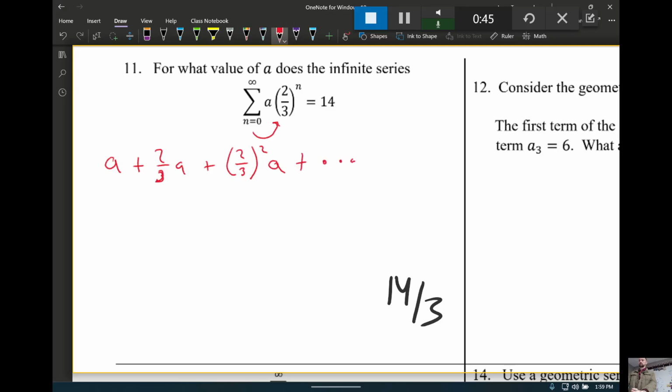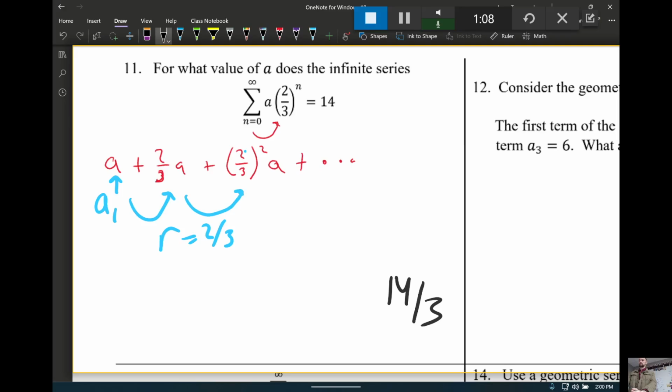Okay, and if you're willing to do that, it goes on forever because it goes to infinity. Then you can see the first term is A, and it's a lot easier to see, although I can see it right here, because as n increases, that changes how many times you multiply by 2/3. So the common ratio is 2/3, but maybe a little easier to see there.